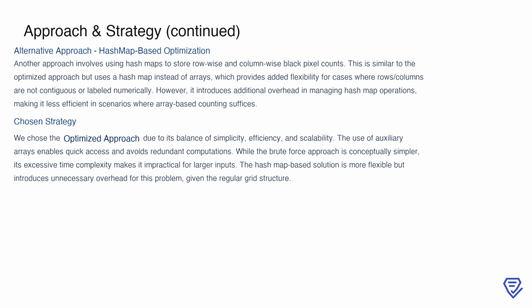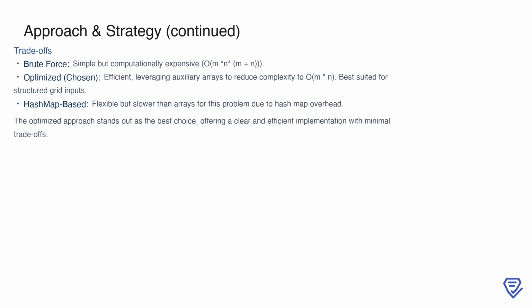While the brute force method has a straightforward implementation, its time complexity renders it unsuitable for larger grids, and the hash map-based optimization introduces unnecessary complexity in this particular context. Each approach comes with its own trade-offs. The brute force method is straightforward and easy to understand, but it's prohibitively expensive in terms of computation, with a time complexity of O(m*n*(m+n)).